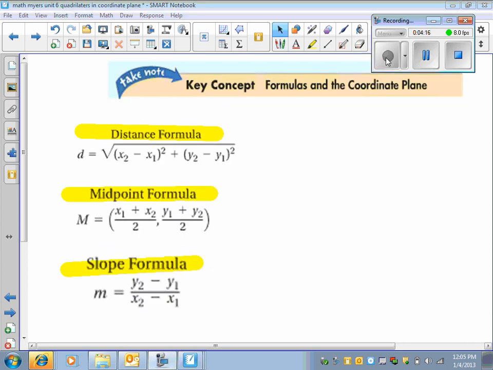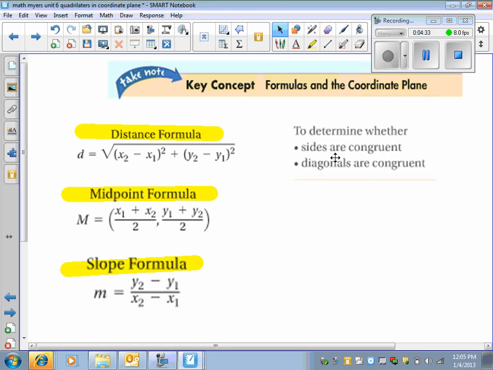Well, we kick it off with some formulas that are going to help us since we're in the coordinate plane. We need a distance formula. We need the midpoint formula. And we definitely need the slope formula. So, folks, let's see what we can use the distance formula for. Oh, it can help us to determine whether sides are congruent and whether the diagonals are congruent. So it can be very helpful.